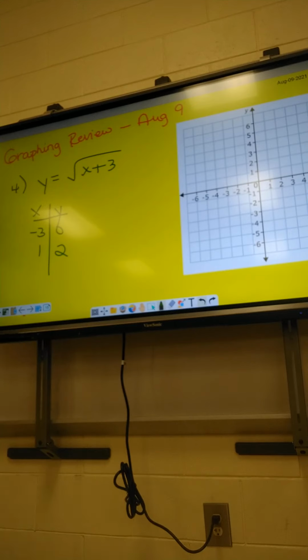Can y'all think of another one? Somebody said 6 a minute ago. That'll work. What is 6 plus 3? That's why that'll work, because the square root of 9 is 3. All right, graph those 3 points. Let's see what kind of shape that makes.